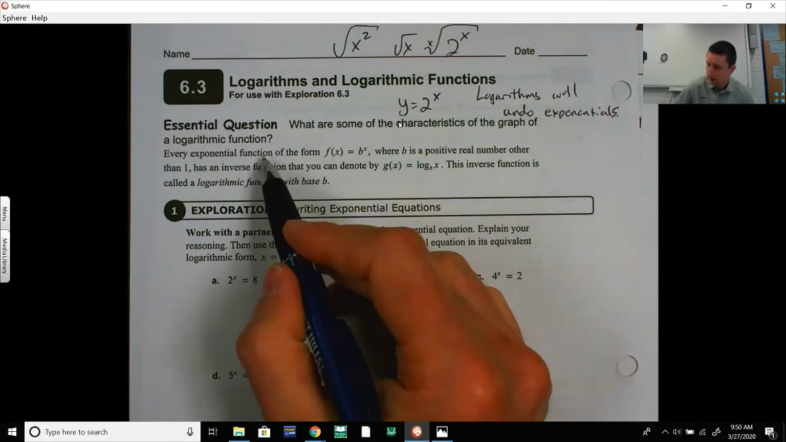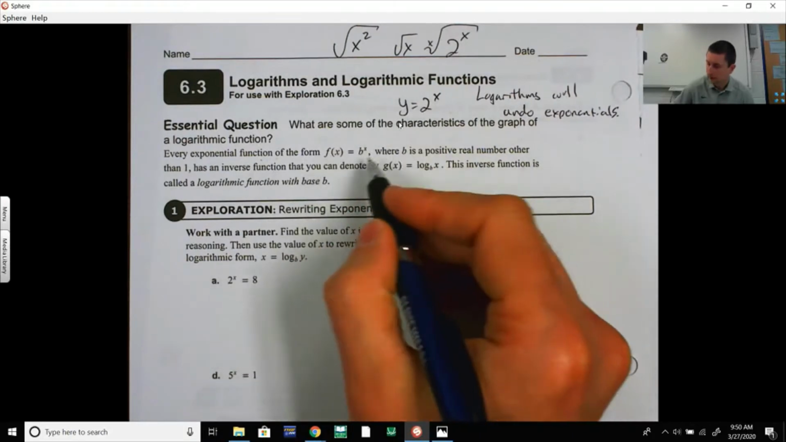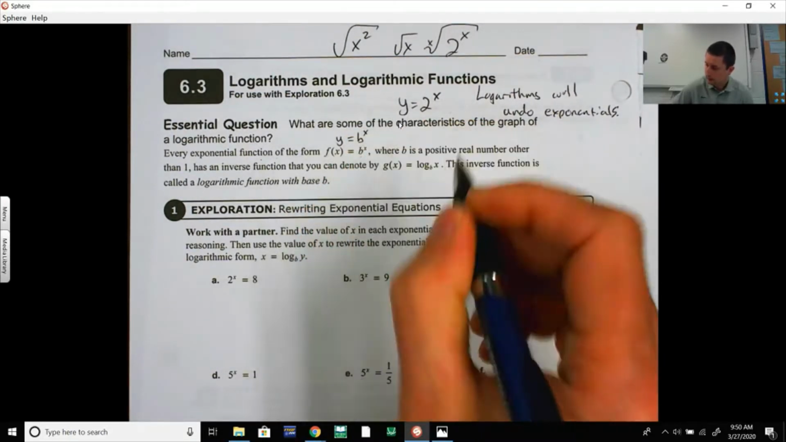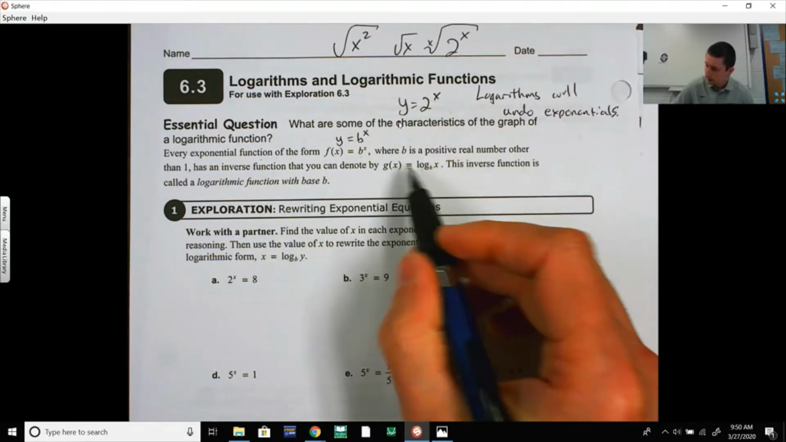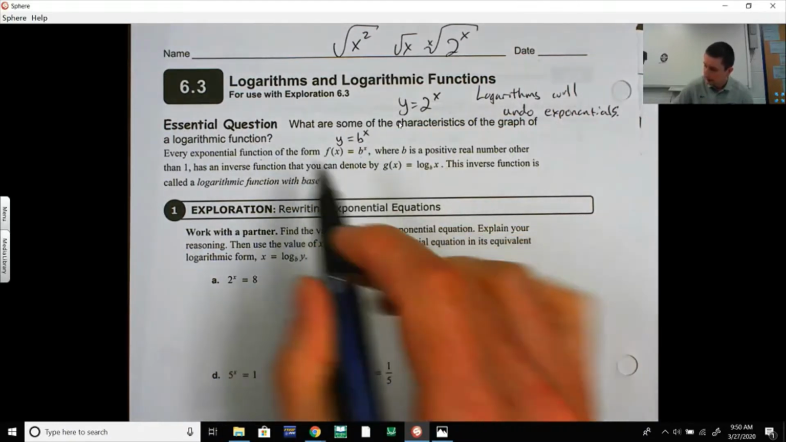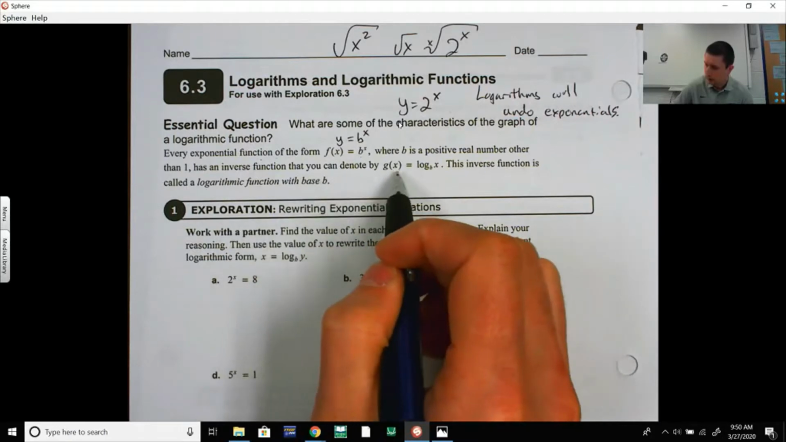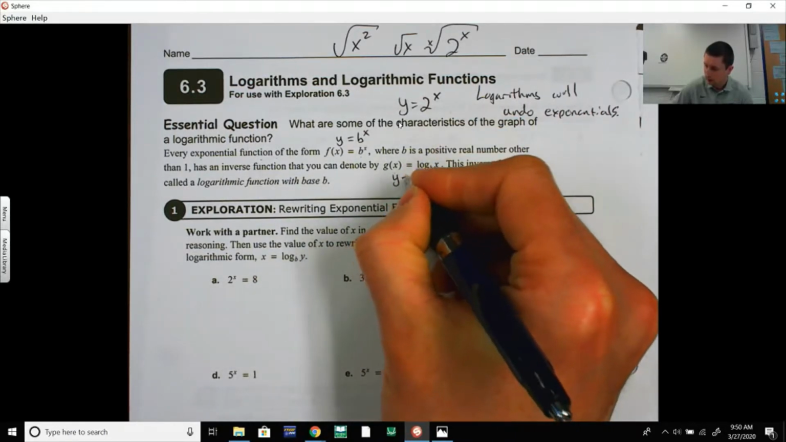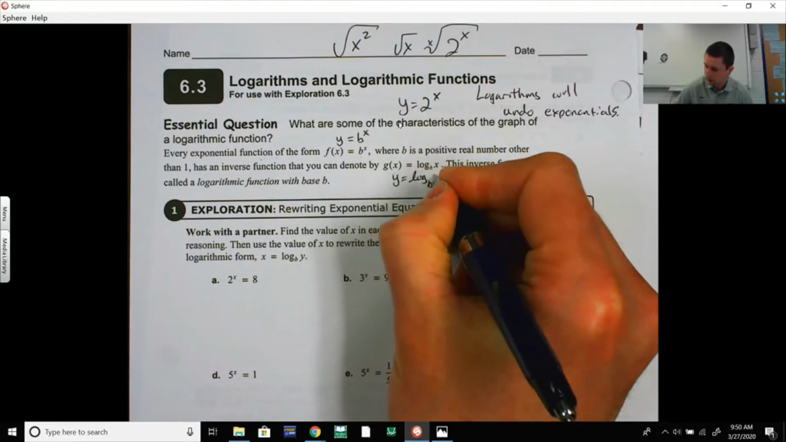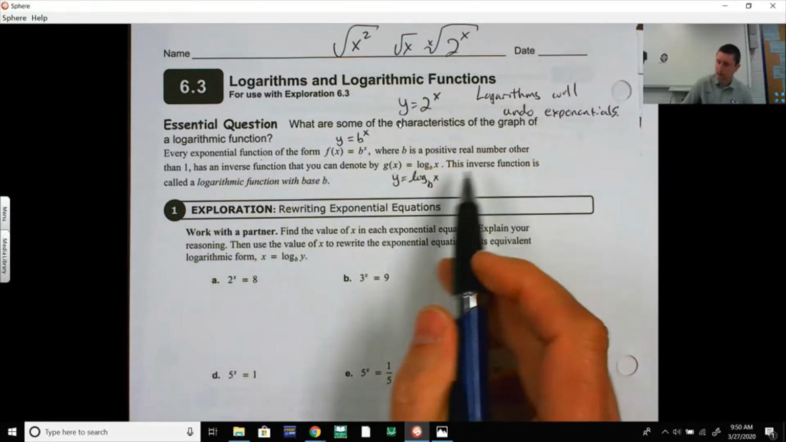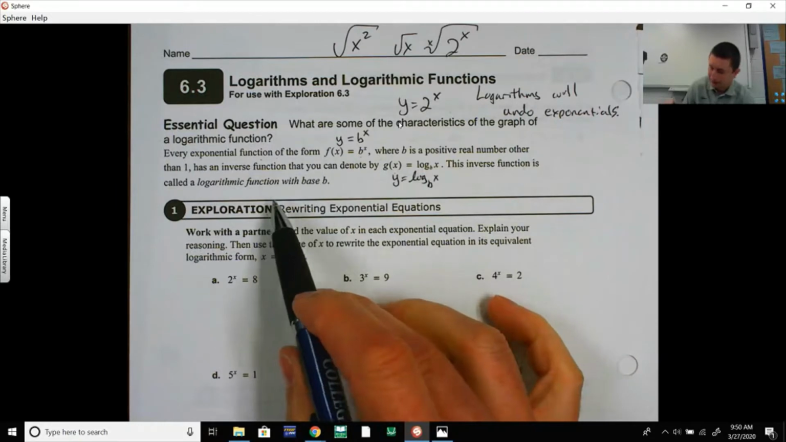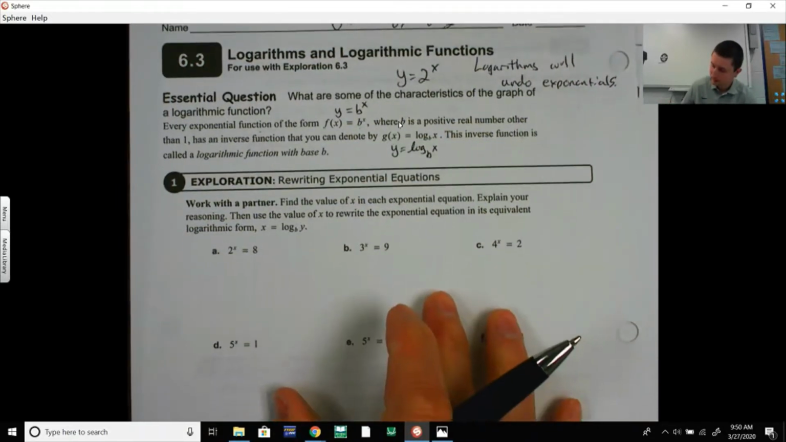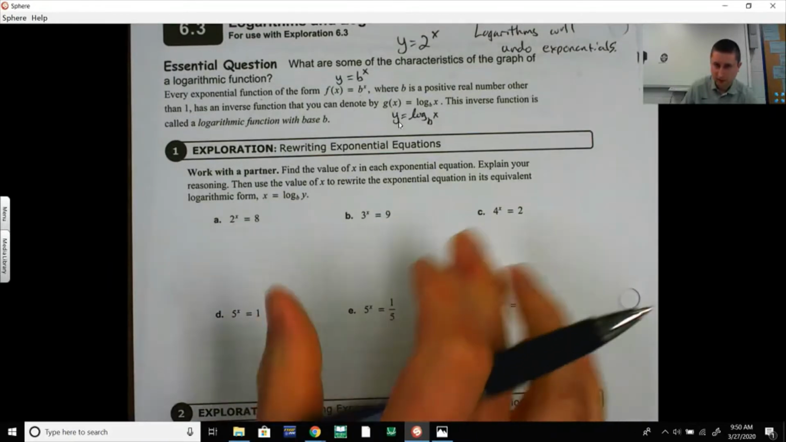Okay, so for every exponential function of the form f of x equals b to the x, you could also say y equals b to the x. It has an inverse function that you can denote by g of x equals log base b of x. So it'd be y equals log base b of x. So this inverse function is called the logarithmic function with base b.